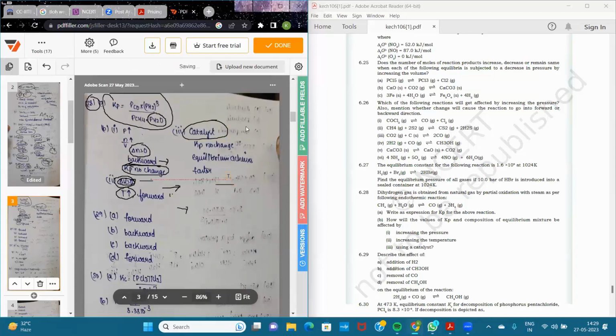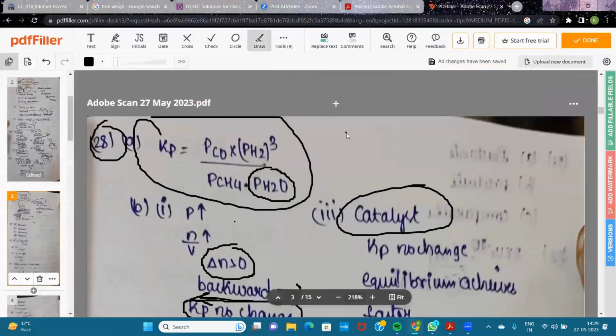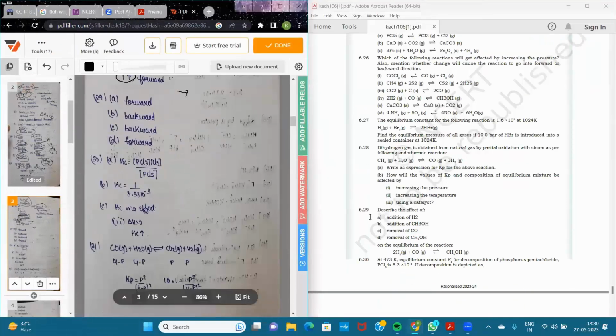so there would be no change in equilibrium constant, but we'll attain the equilibrium faster. We'll go on with the next question. 29. Describe the effect of addition of H2, addition of CH3OH, removal of CO and removal of CH3OH.